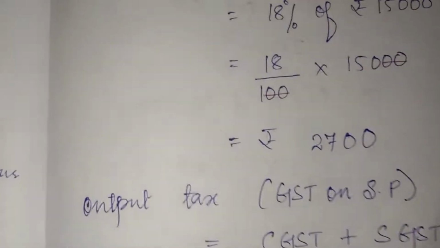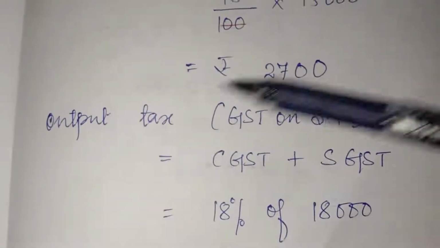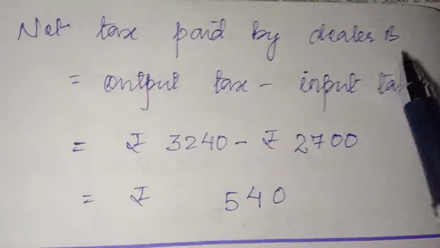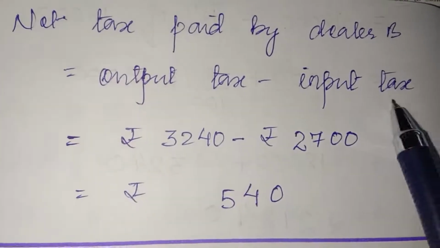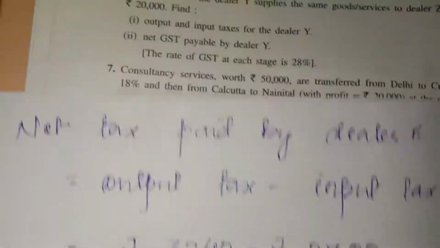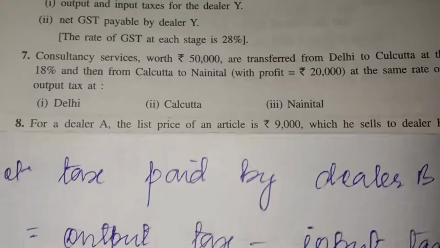So to find the net tax, you have to do output tax minus input tax. So net tax paid by dealer B is output tax minus input tax, which is 540. Now next is question number 7.